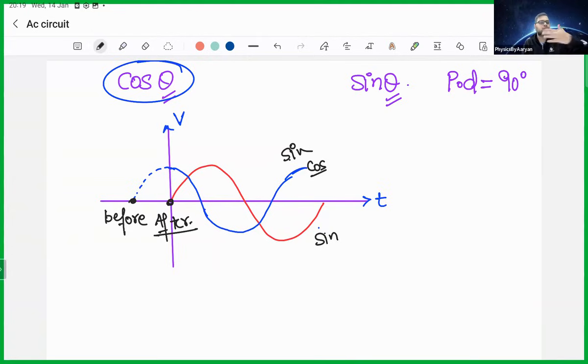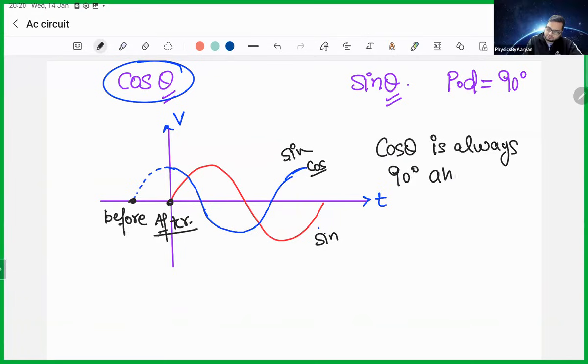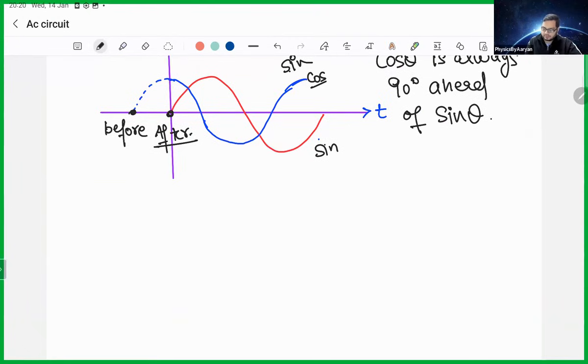For example, if I am one or two years older than you, it means I am a little bit ahead of you. That is only because of time, because I took birth before you. Similarly, our fathers took birth before us. So even by looking at the diagram, you don't say that sine is ahead. You still say cos is ahead because cos took birth before. That is why, remember, cos theta is always 90 degrees ahead of sine theta.